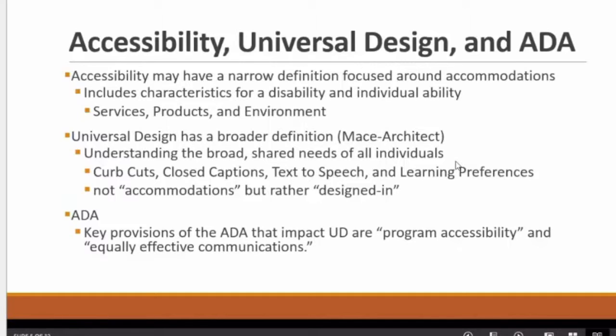There may be some very specific technology tools that a student will need that only that student would need. We wouldn't equip, for instance, all cars for wheelchairs when that is a very specific accommodation. Same thing when you start applying that to technology. So it really focuses accessibility on the services, on products, and the environment. Universal design, so Dr. Mace, who is an architect from North Carolina, he actually coined the term universal design. And so originally it was looking at just the general environment being accessible and universally designed.